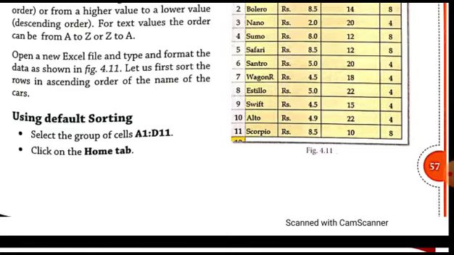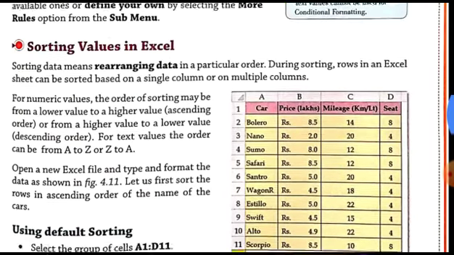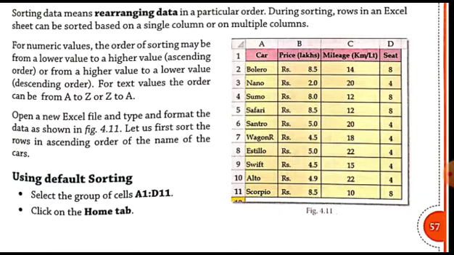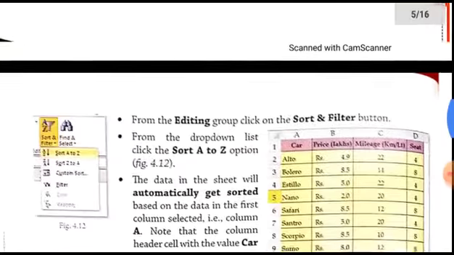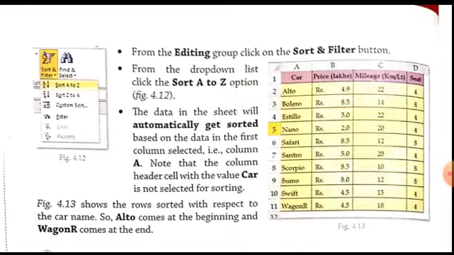Using default sorting, we were able to sort our selected range of cells on the basis of the first column only. Like the previous example, we sorted the selected range of cells A1 to D11 on the basis of the values in the first column. The first column had the car names. So using default sorting in the part 3 video, we were able to sort these values on the basis of the car names. You can see in this figure, after default sorting, all the rows were sorted on the basis of the car names only, the first column.